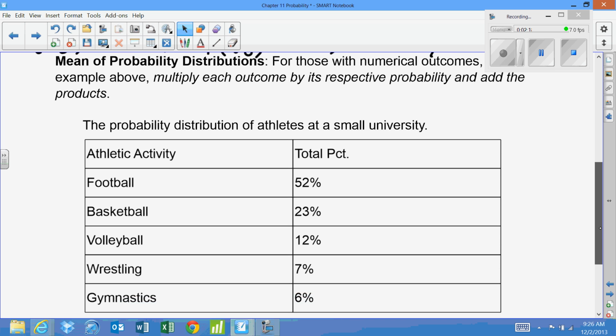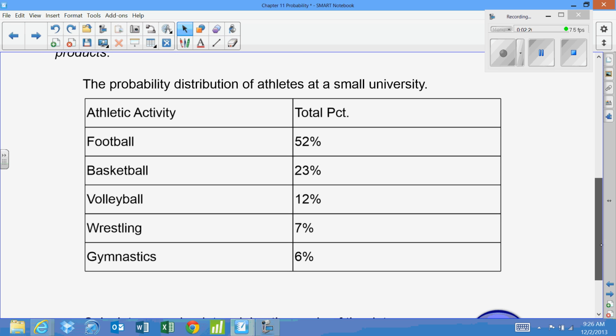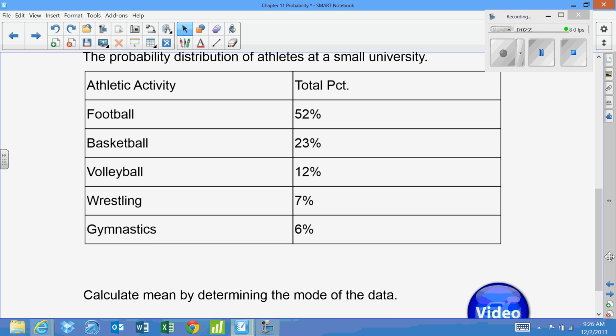So for this example, since we have numerical outcomes, we can calculate our mean by doing it that method. On the other hand, sometimes we have a probability distribution where we're not looking at numerical outcomes, where this would be an example. It's the distribution of athletes at a smaller university. Football has 52% of the athletes, basketball 23%, and so on.